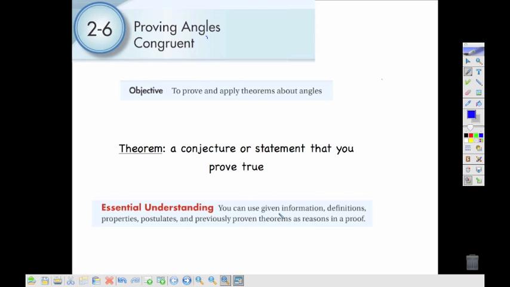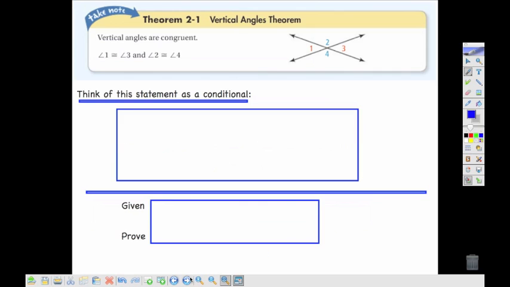Now, when we do a proof, we can use any given information, definitions that have already been established, properties, postulates, and any theorems that we've already proven. We can use those as our reasons in our proof.